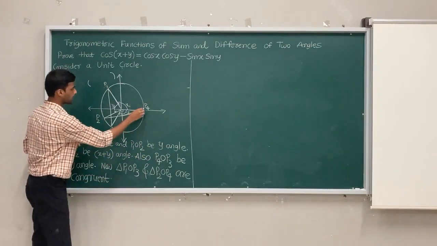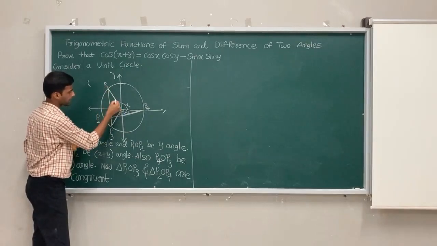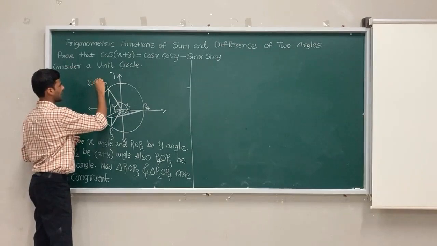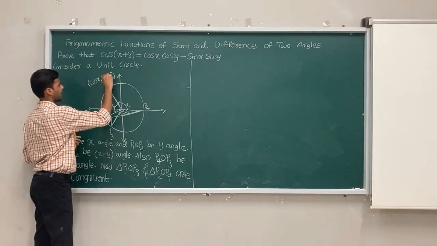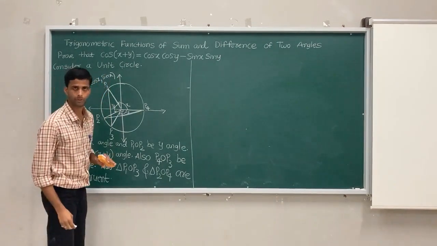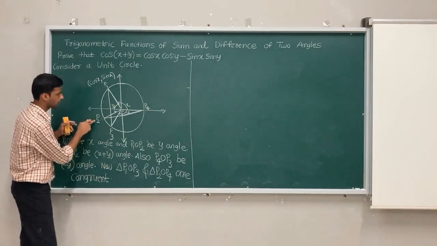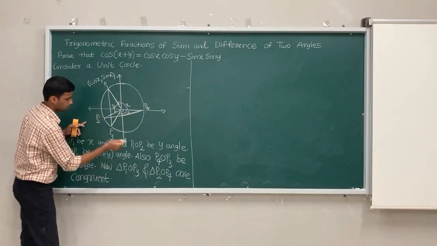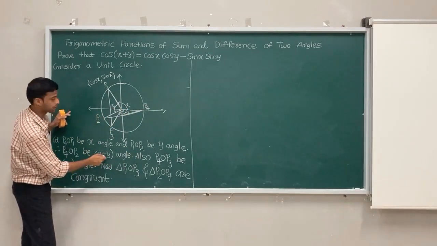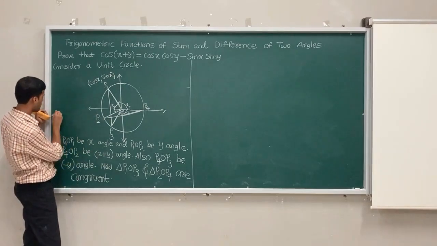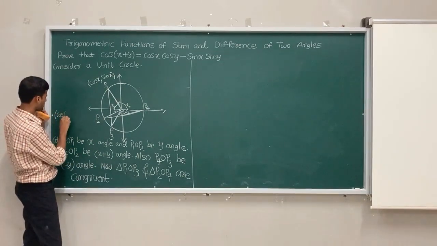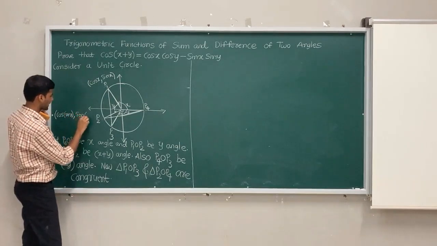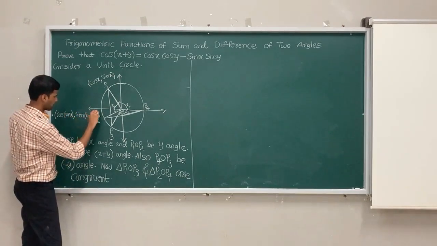Now this P4 O P1 corresponds to angle x, which means I can say P1 is cos x comma sin x. Hope you understood. Now this P2 point corresponds to P4 O P2, which, as I just told, is angle x plus y. Therefore this P2 point becomes cos of x plus y comma sin of x plus y. Hope you understood.